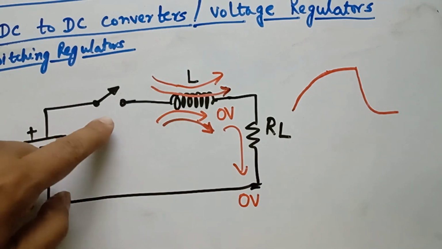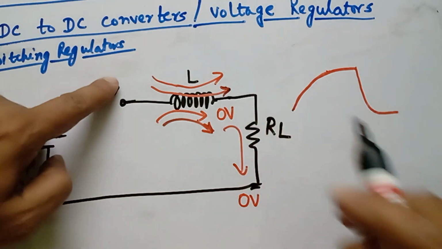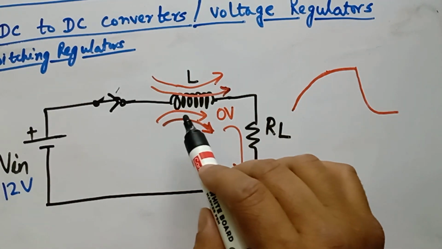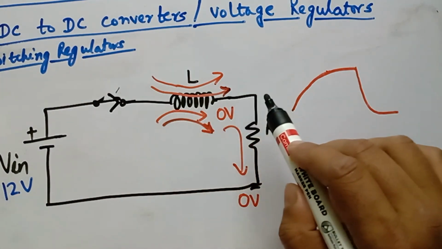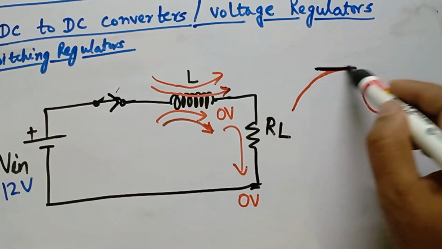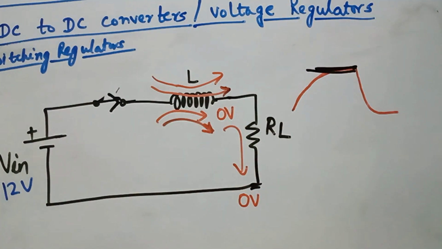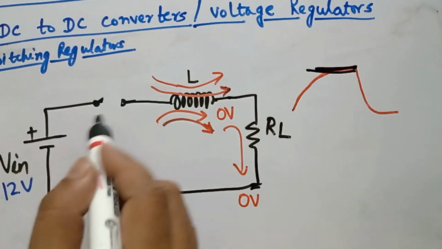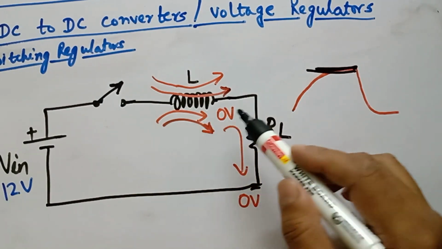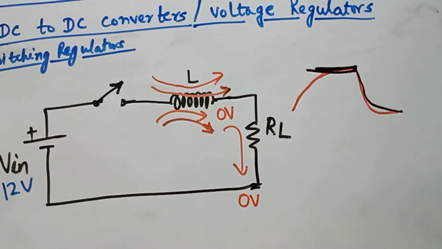So when the switch was open, there was no current. When the switch closes like this, the current slowly rises through this inductor, and the current passes through this load resistance. Once the saturation is reached somewhere at this point, this inductor will act as a short circuit, and once again, when this switch is opened, this inductor now will act as a current source.